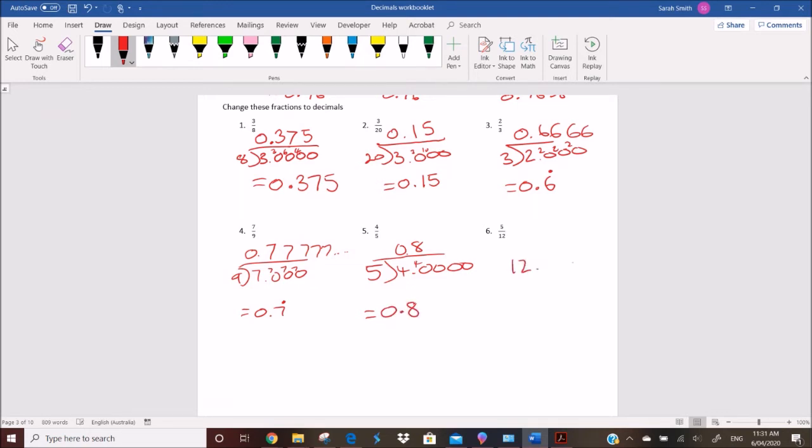We've got our 12 into 5. 12 into 5 doesn't go, remainder 5. 12 into 50 goes 4 times, remainder 2. 12 into 20 goes once, remainder 8. 12 into 80 goes 6, remainder 8. And again, we're going to have 6, remainder 8, and so on. So we can say that it will equal 0.416 with the dot over the 6, repeating.